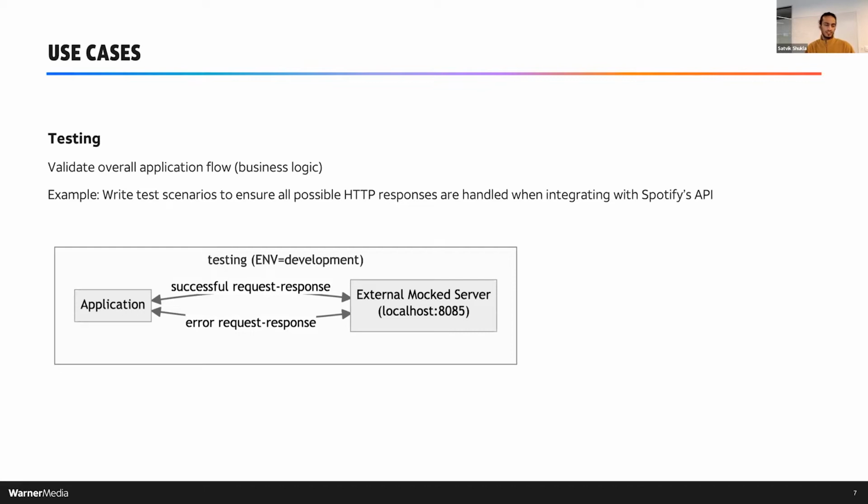And by bad responses, we are talking about 401 status code, unauthorized requests, status code with 500, the internal server error. So anytime the external API is not able to respond successfully, we can test out how our application will deal with all those scenarios. So as you can see in this diagram, we are going to use the external mock server to configure not only successful request response schemas, but also request response schemas in which we get back error responses.